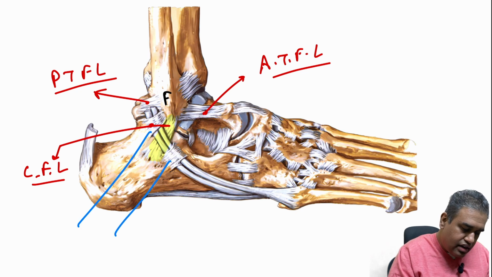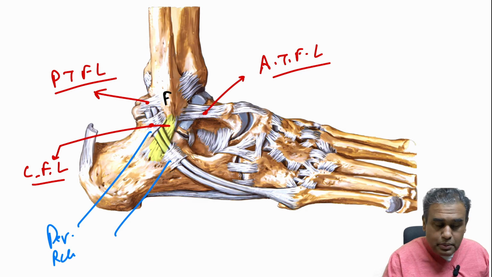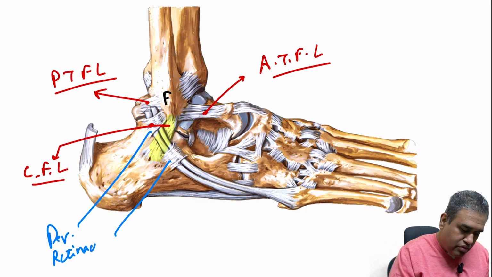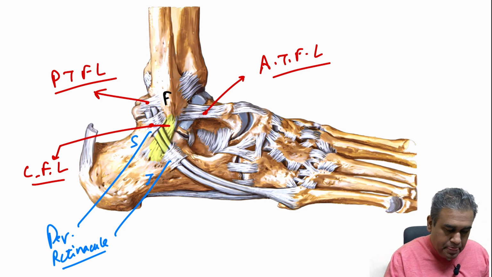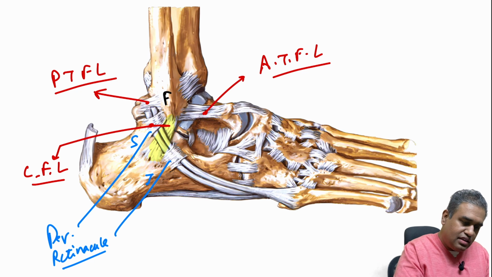These are the peroneal retinacula. Why? Because the tendons are passing deep to it. Peroneal retinacula. So don't get confused in exams. One is the superior, one is the inferior peroneal retinaculum. There are two tendons passing deep to it. Let us see them too.